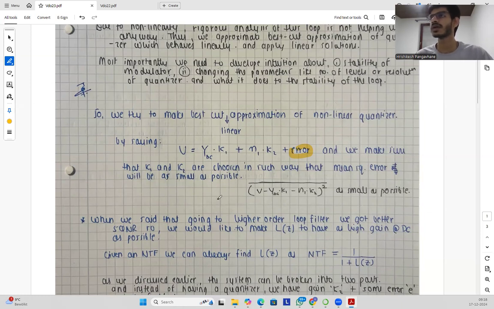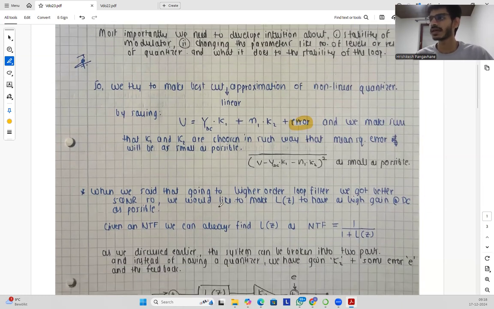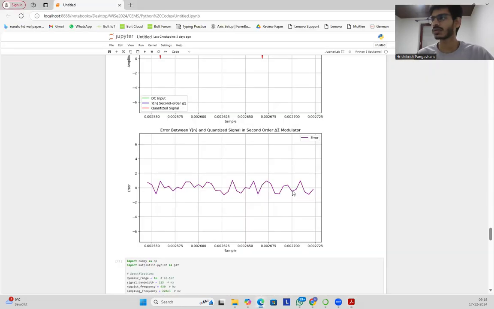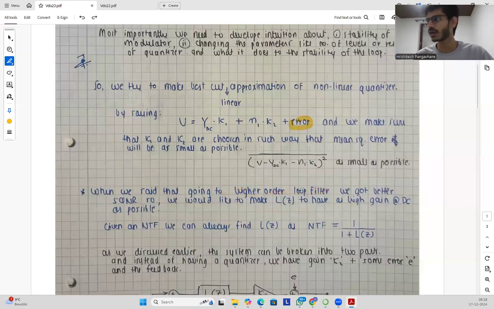So we said that going to a higher order loop filter, so basically going to higher order L of Z, we got better SQNR. So basically when we shifted to higher order NTF also, we got better SQNR. I mean, the noise was shaped and the noise in the signal band was reduced significantly. So we would like to make L of Z have as high gain at DC as possible.